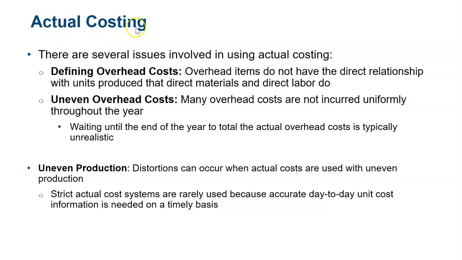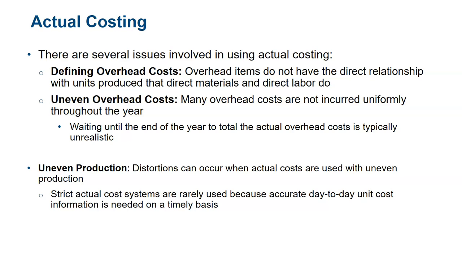When we have actual costing, we have some issues with it. The biggest issue, there's a lot of information on our slide here, but we have two, and they both deal with the same word: uneven overhead costs that are not incurred uniformly throughout the year, and then also uneven production schedules. And this is, to me, probably the biggest thing, or probably the easiest thing to relate to.